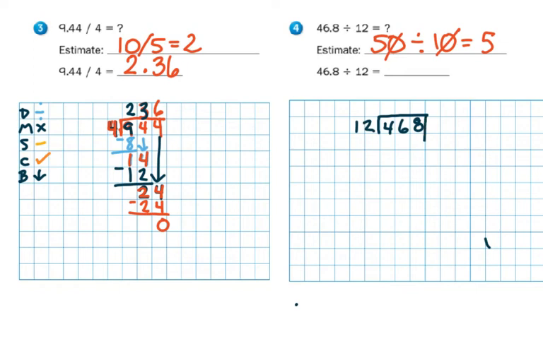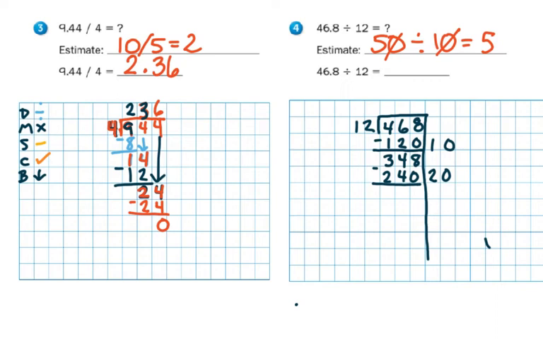I'm going to use partial quotients. Are there at least 10 12s in 468? You bet there is. 12 times 10 is 120. I bet it can go in there 20 times. It's easy to multiply by 2 because you just double 24. Or excuse me, double 12 to get 24.